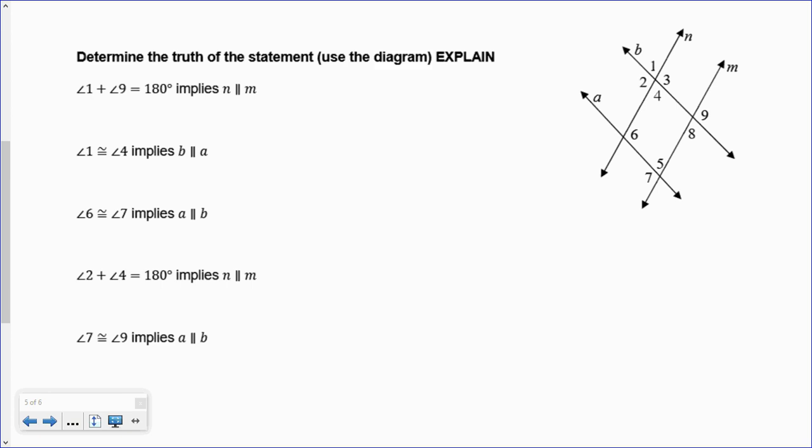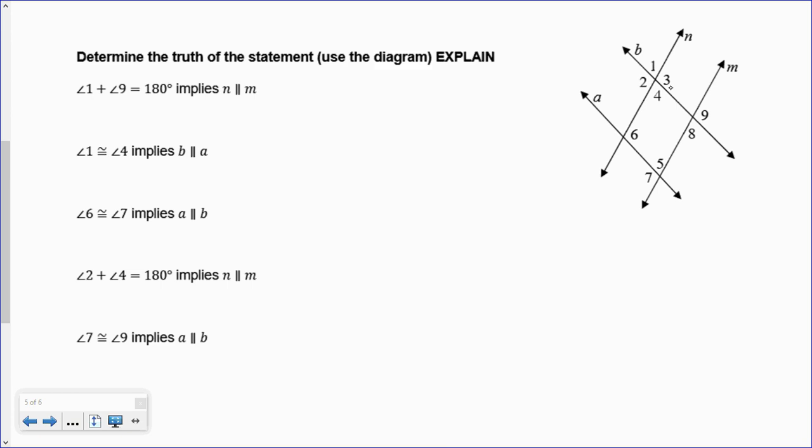Alright, this is our last section. Listen up. Determine the truth of the statement. I put this in here because this is what your quiz is going to look like. Determine the truth of the statement based on the diagram and explain. So you're going to be referencing theorems for this one. The first statement says that angle 1 plus angle 9 being equal to 180 implies that n is parallel to m. Is this true or false?